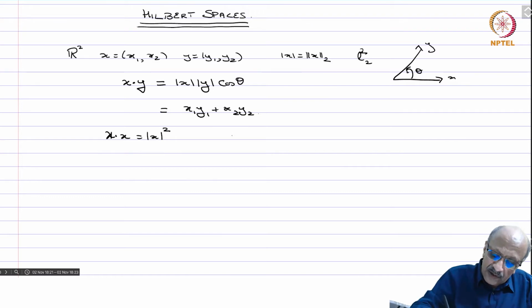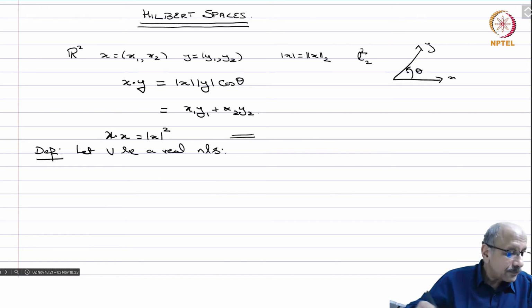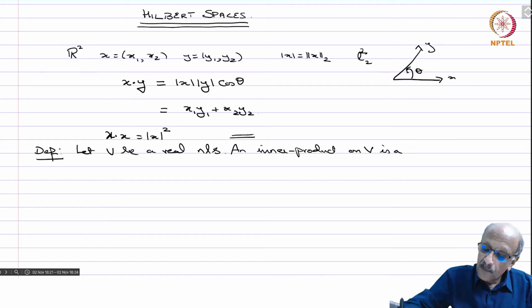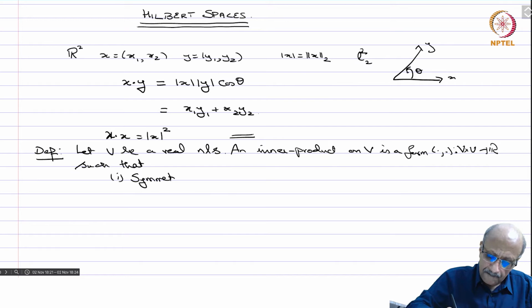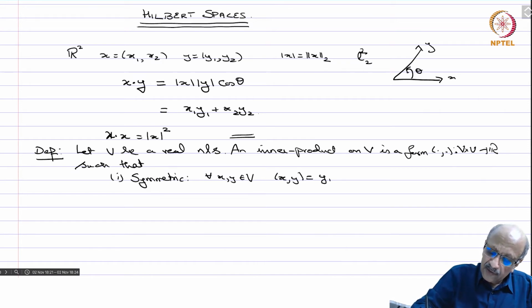Okay, so we generalize all these things and define an inner product. So, definition: let V be a real normed linear space. An inner product on V is a form from V cross V into R such that, one, it is symmetric. That is, for every x, y in V, you have (x, y) equals (y, x).